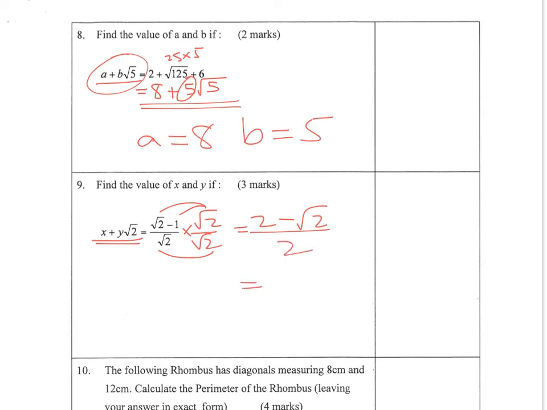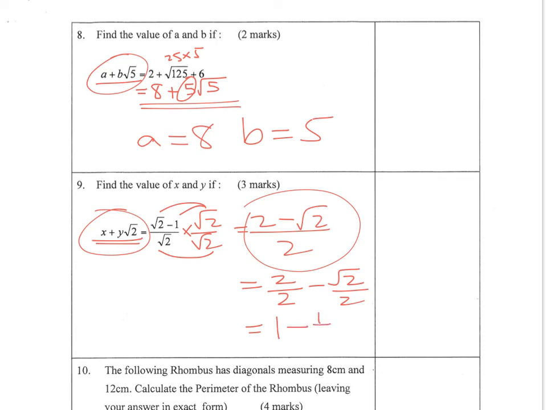Okay, now, because again this doesn't have any denominators, we're going to actually split this fraction up. So it's 2 minus root 2 over 2, or it can be split as 2 over 2 minus root 2 over 2, which is the same as 1 minus a half root 2. So when we look at this, the x, the number by itself, is 1, and the number in front of the root 2 is minus a half.